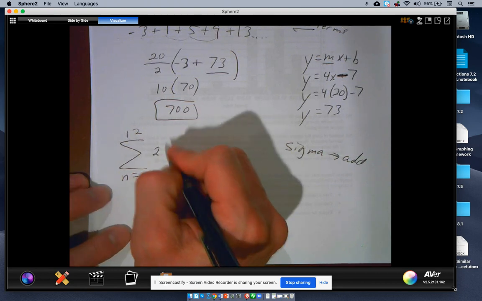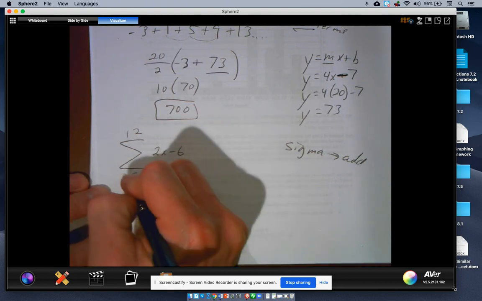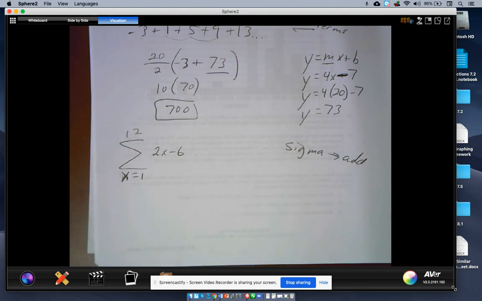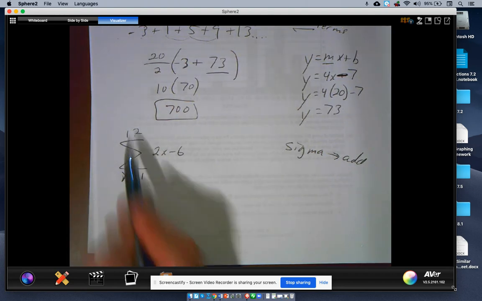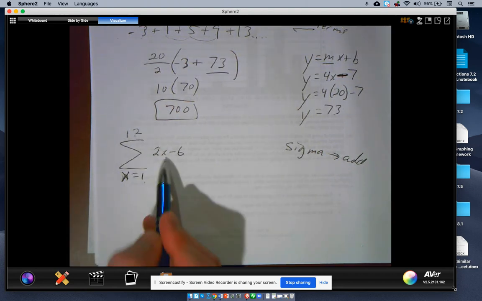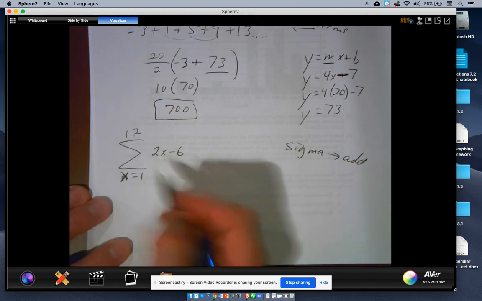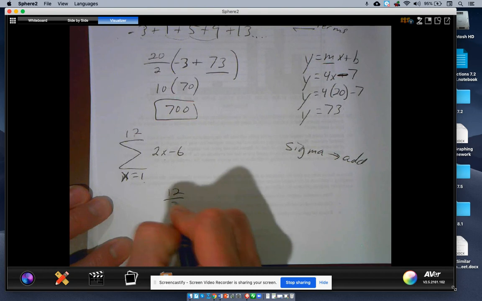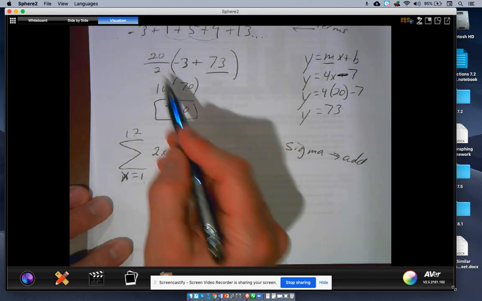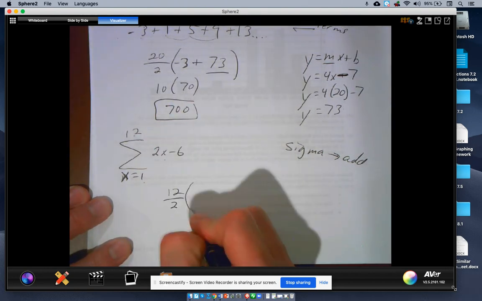2x minus 6. Let's make this be x. Don't be scared. It's the same thing. We're going to add up 12 terms starting with the first term. Here's our equation. Use the same formula. How many terms are there? 12 divided by 2, just what I used up here. 12 over 2 times the first term.